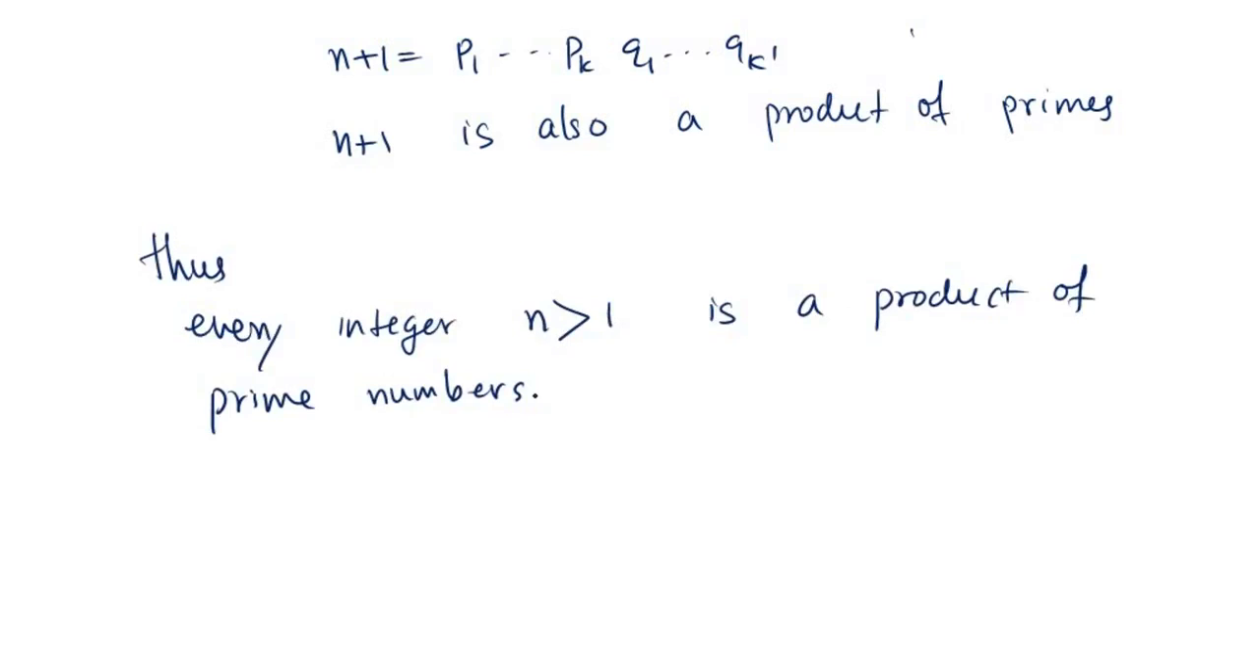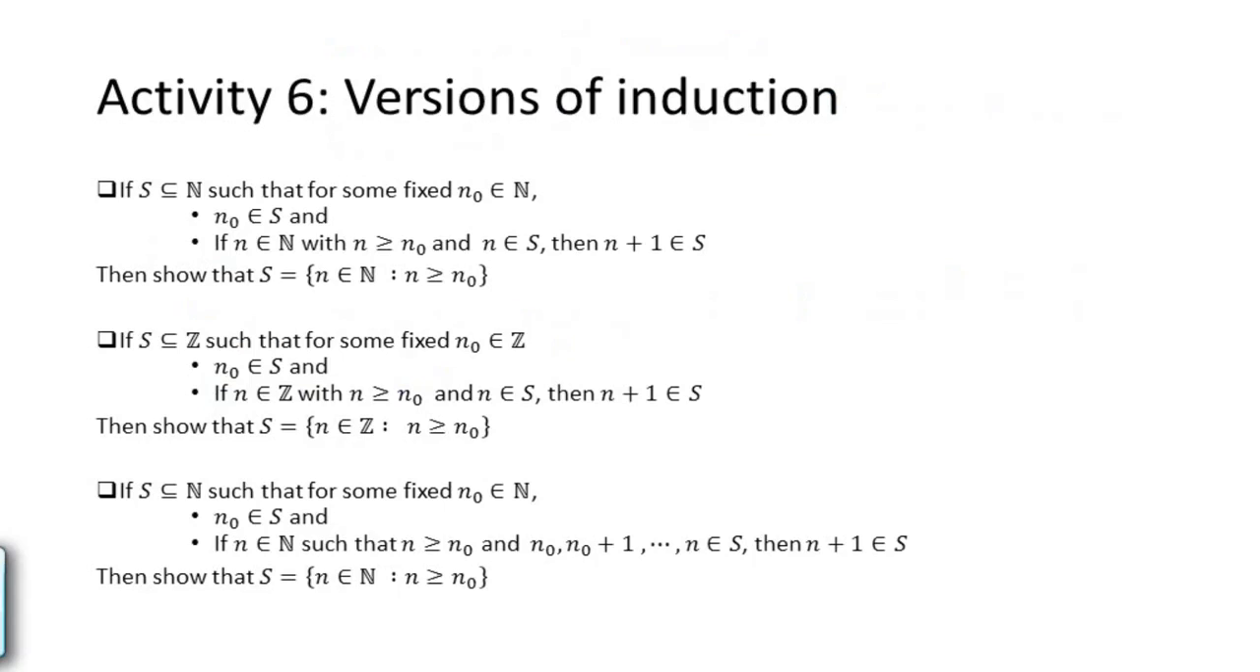I have given a complete proof of this in the handout. Please go through this again and try to understand how the principle of strong induction becomes relevant and why it is important in proving certain results. Now coming back to activity 6, I am going to leave the proof of these versions for you. I am just going to summarize two main versions of the inductive principle.